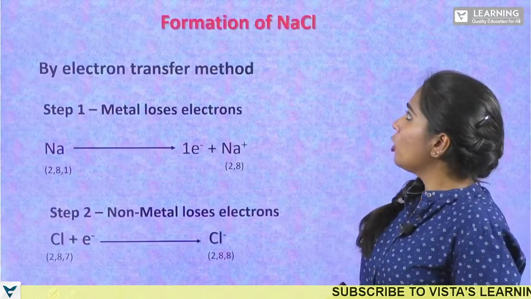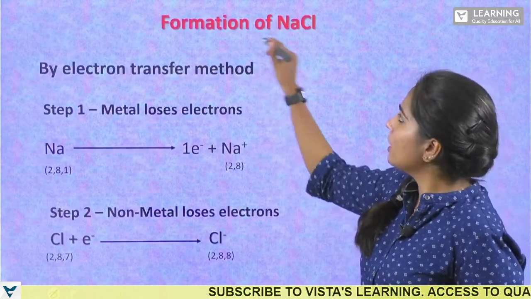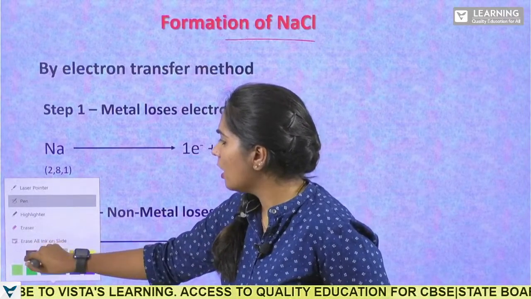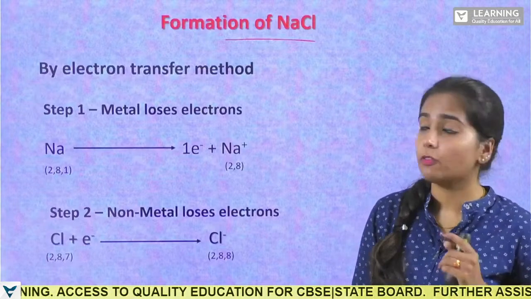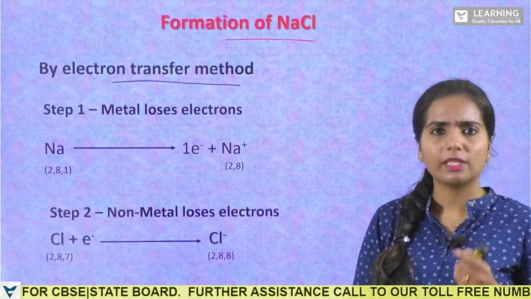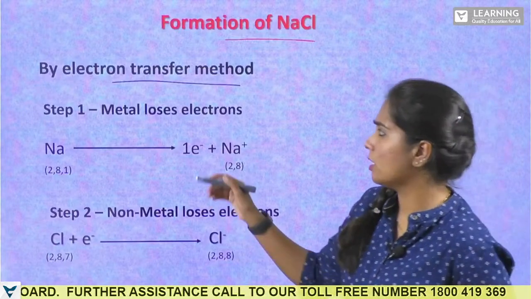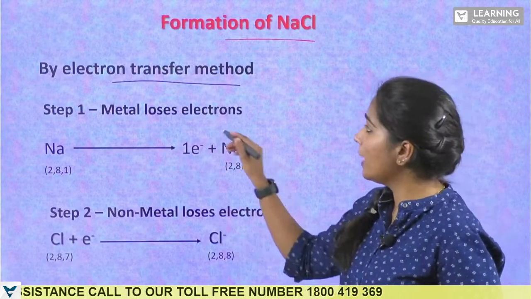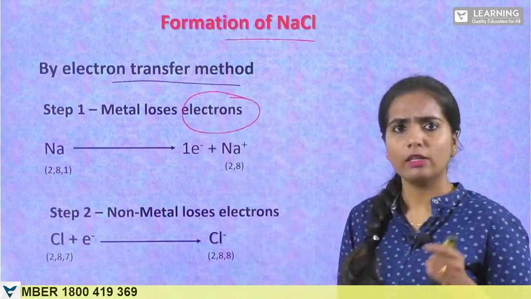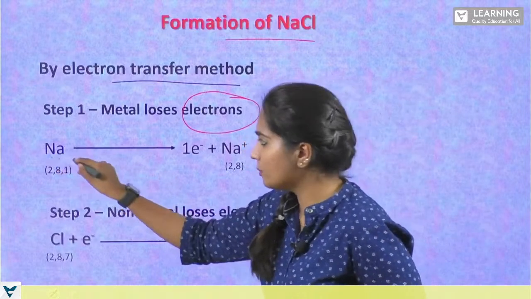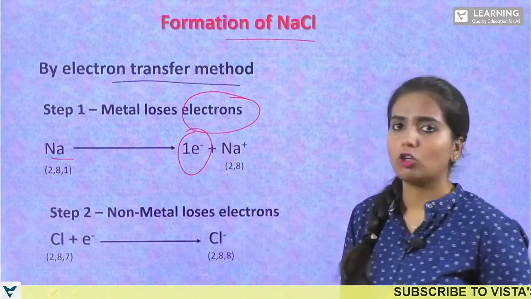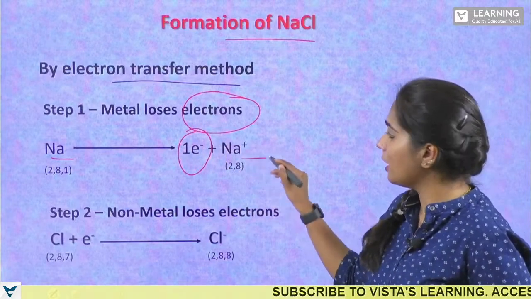Yes. Moving on to the next concept, the formation of NaCl. So how exactly does this formation happen? We can see it happens in 3 steps. The first step is by the electron transfer method. So what happens basically in electron transfer? You can see here, step 1. In step 1, the metal loses electrons. Here the metal is losing the electron. We are taking sodium, which undergoes the reaction where one electron is lost and we get Na+.